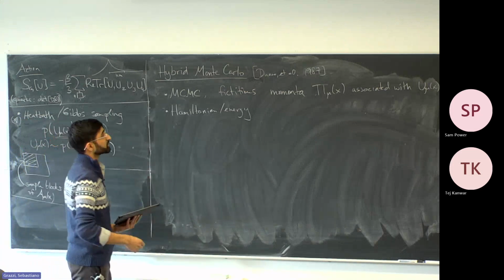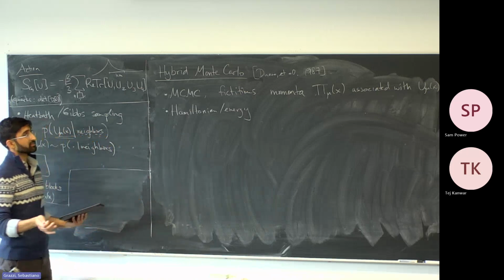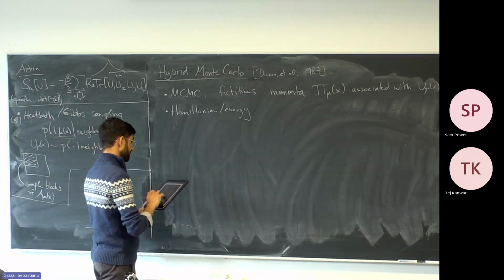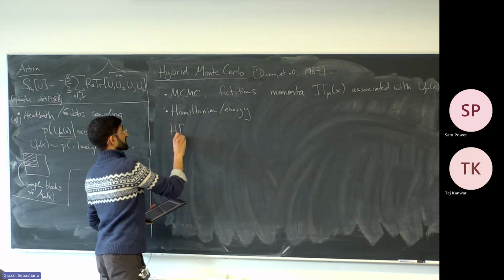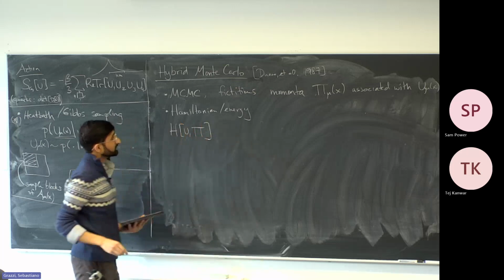And this provides a nice way to somehow stochastically update the fields as a whole in a way that fairly effectively decorrelates them. So I'd better say what this Hamiltonian or energy function actually looks like in terms of the u and the pi.